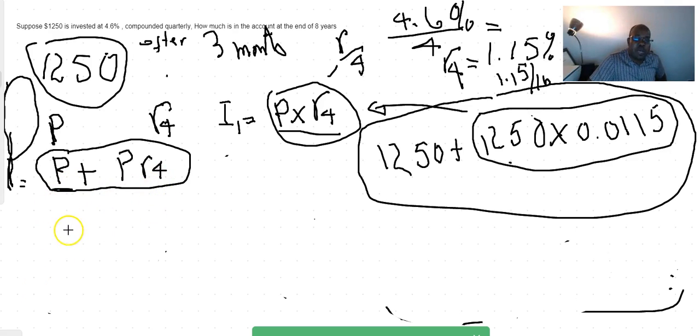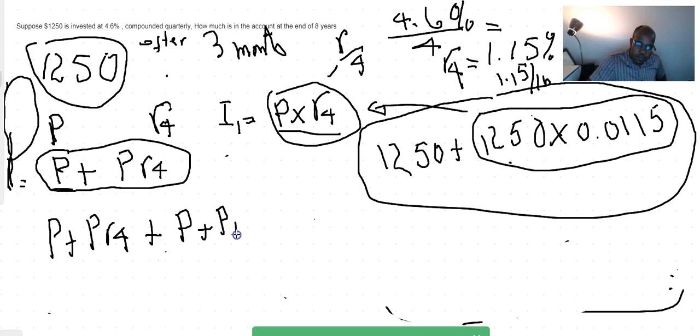So for the second year, it's going to be this one, which is now my new capital P times R4, my new capital, plus this new capital, which is the same, right? Times the interest, the same thing. It's the same thing because my new capital changes, times the quarterly interest, therefore. See what I mean? There it is.